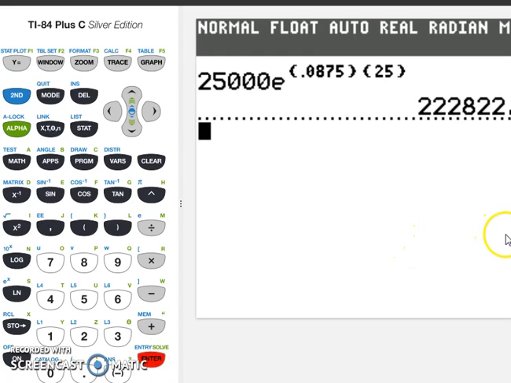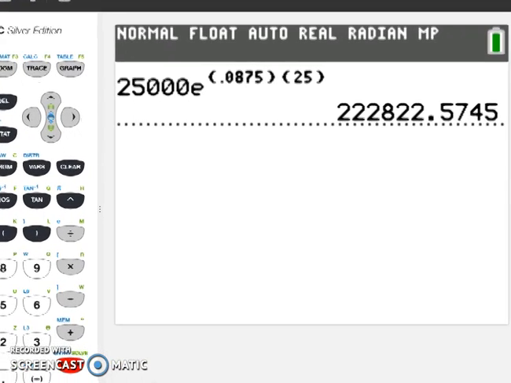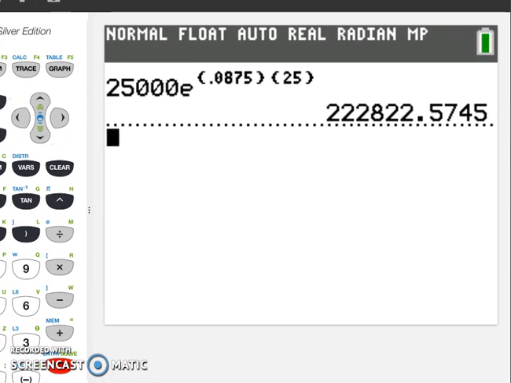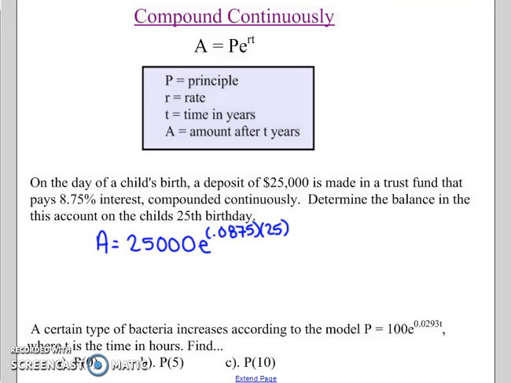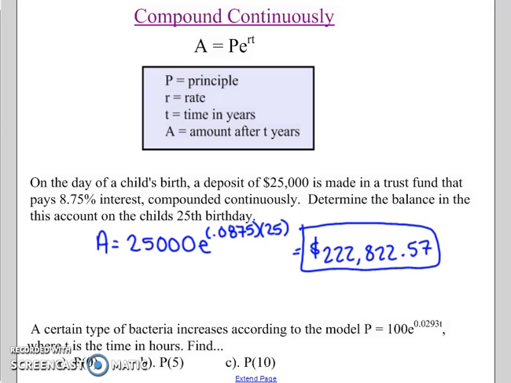So it's going to give us this value. So now we're just going to write that value, and it's money, so put the dollar sign. So it was $222,822.57. So it's money, so make sure when you're rounding it that you round it to 2 decimal places as if it was money.